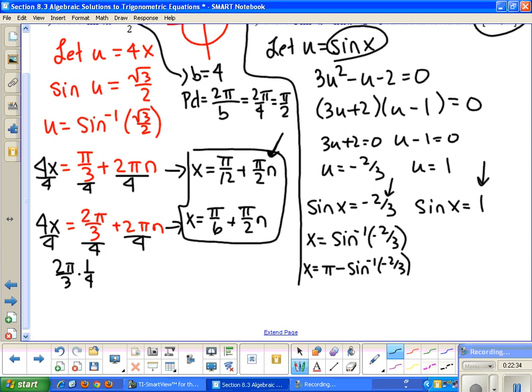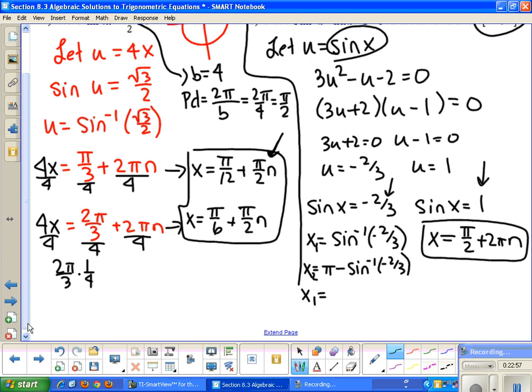Now this one, since it's equal to 1, we only have 1 solution, and I know this is on my unit circle. So on my unit circle, where is the sine of x equal to the value of 1? At pi over 2 plus 2 pi n. So I have this solution. Now I need to find these two. Since these two are not on my unit circle, I can use my calculator. So I'm going to call this x1 and x2.